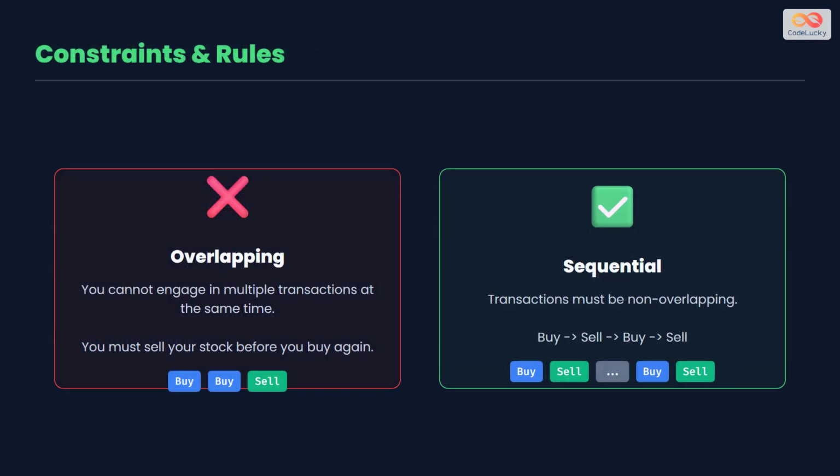It is important to understand the rules of trading here. You cannot engage in multiple transactions simultaneously. This means you must sell the stock you are holding before you can buy again. You can't just buy twice and then sell twice. The sequence must be buy, sell, then optionally buy and sell again.